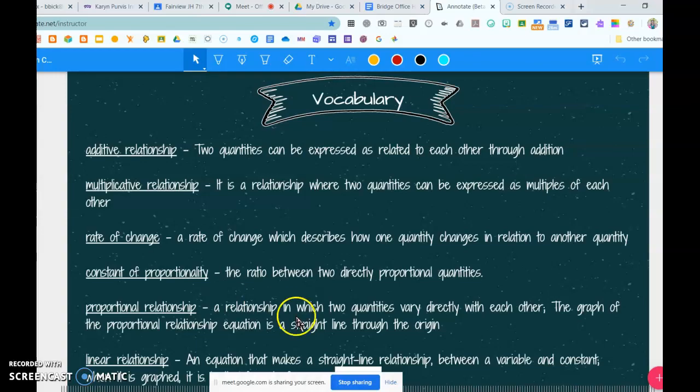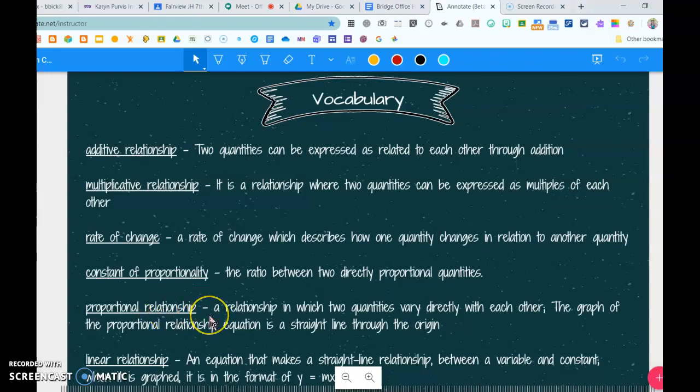Vocabulary for this unit, none of it is new. It is all vocabulary that you would have seen in 6th grade. So we have the additive relationship, that's where you're adding to your variable. We have the multiplicative relationship, which is when you have a coefficient in front of your variable. You have a rate of change, which is how you're changing as you go to the next value in the table. A constant of proportionality is the same thing as a rate of change, but only when your values are proportional.